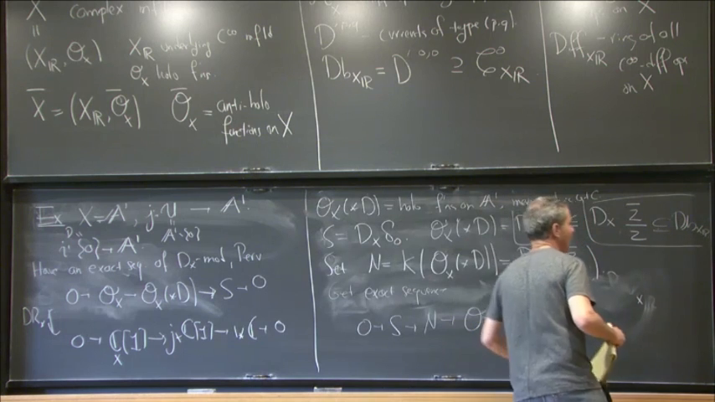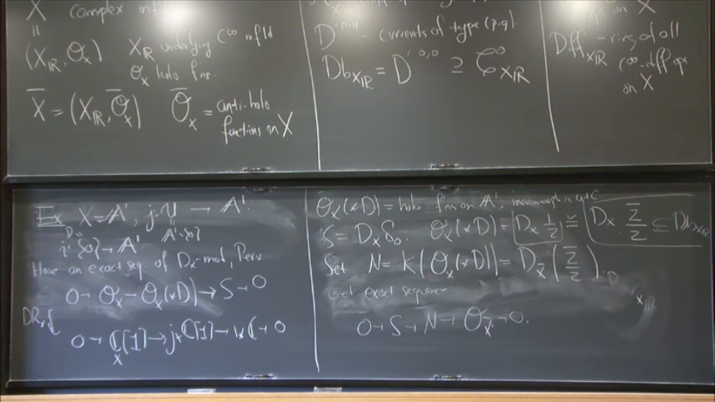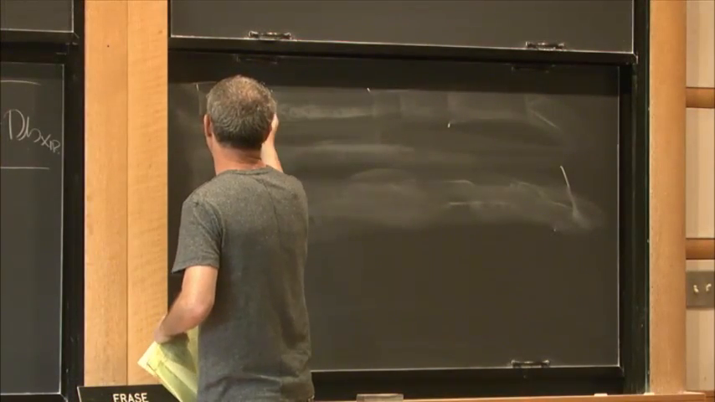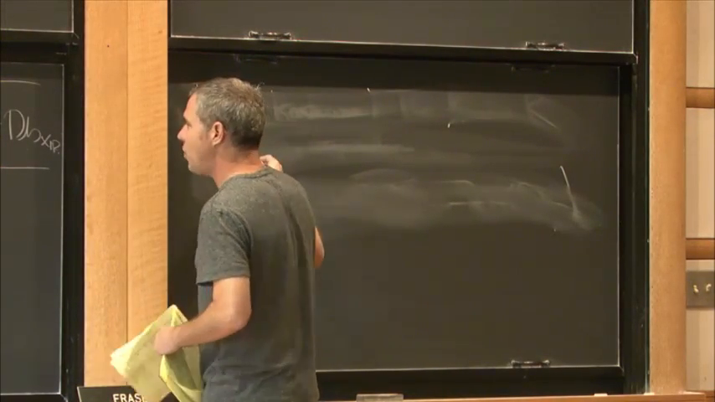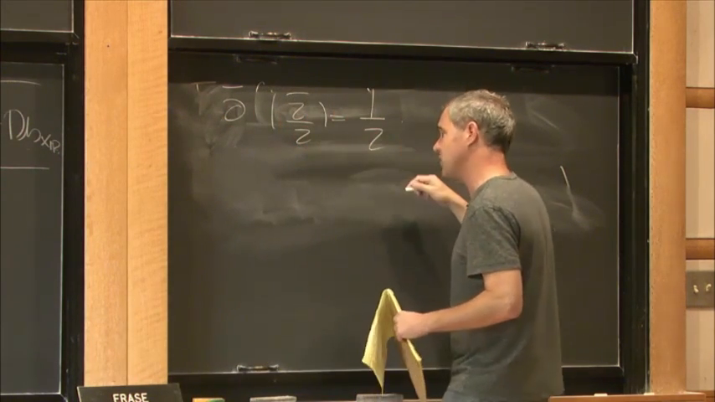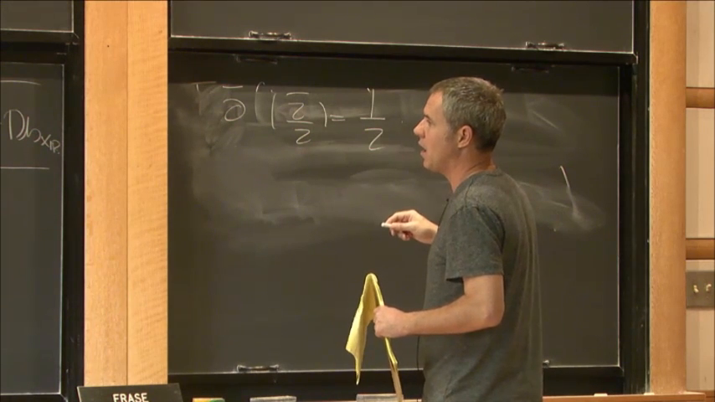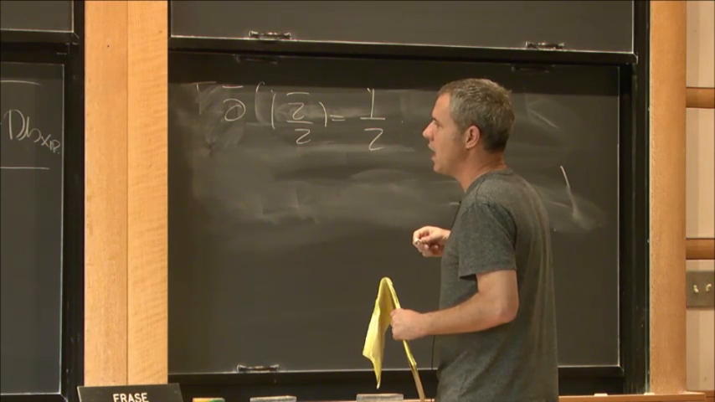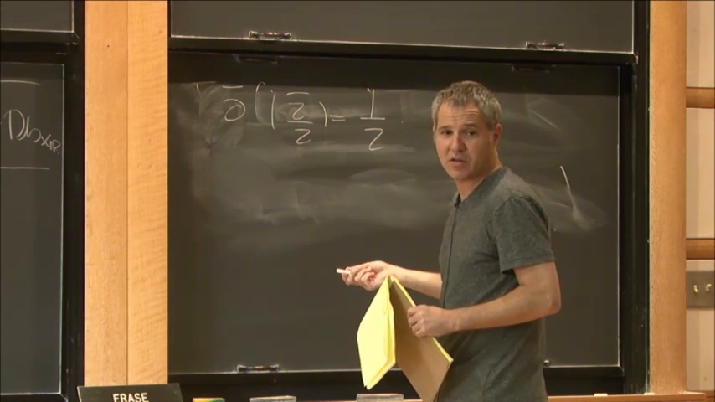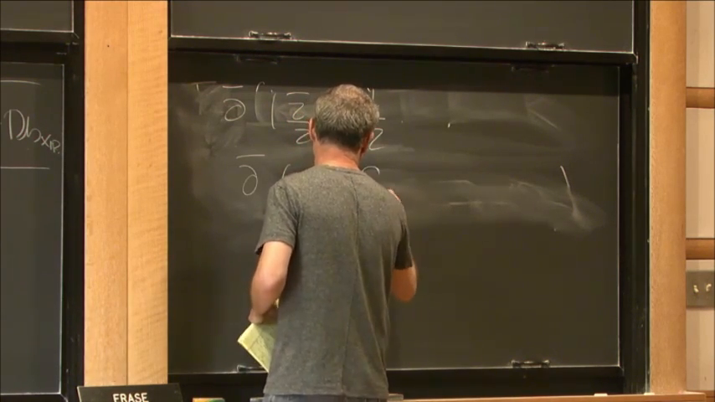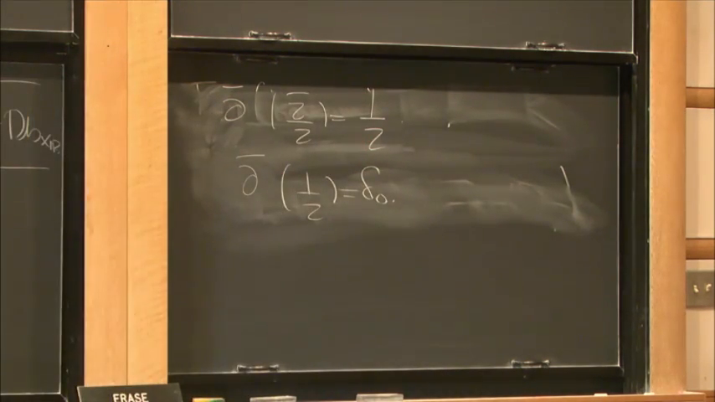So d by dz bar, I'll just write it d bar. D bar of z bar over z is equal to 1 over z, right? But d bar of 1 over z is not equal to 0. That's the delta function. So that's how you see the delta function sort of living in this guy right here.